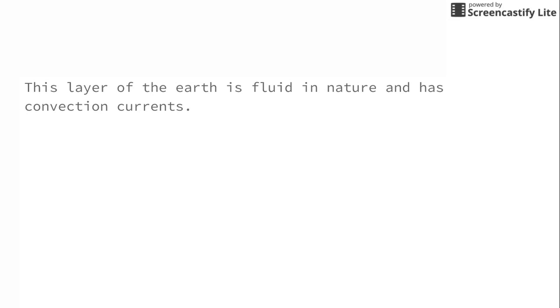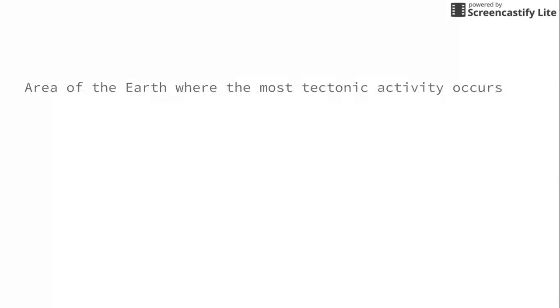Hottest layer of the Earth. That's the inner core. This layer of the Earth is fluid in nature and has convection currents. The mantle. This layer of Earth is the coolest. The crust. The area of the Earth where the most tectonic activity occurs. The Ring of Fire. Go ahead and move on to your worksheet for today. You're going to be drawing out, just like you saw in the pictures, the convergent and divergent boundaries working together, as well as what's going on in the mantle underneath.